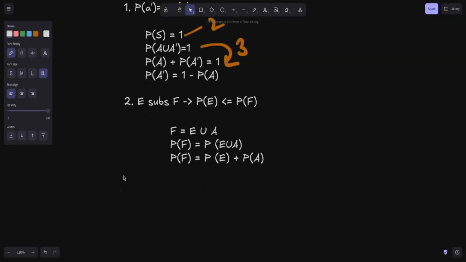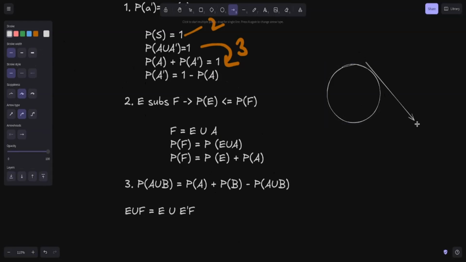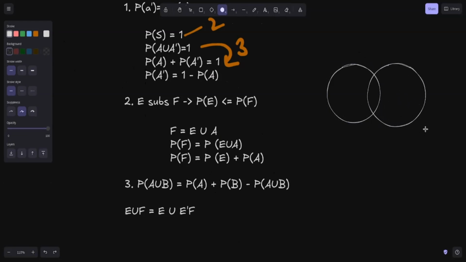Okay, now let's go to the third result. The third result is a very important one: P of A union B is equal to P of A plus P of B minus P of A intersection B. This is a very important result. How do we get this? So E union F, can we write it as E union E dash F? How can we see this? Can you tell this or not? Let's just imagine this. Let this be E, let this be F.